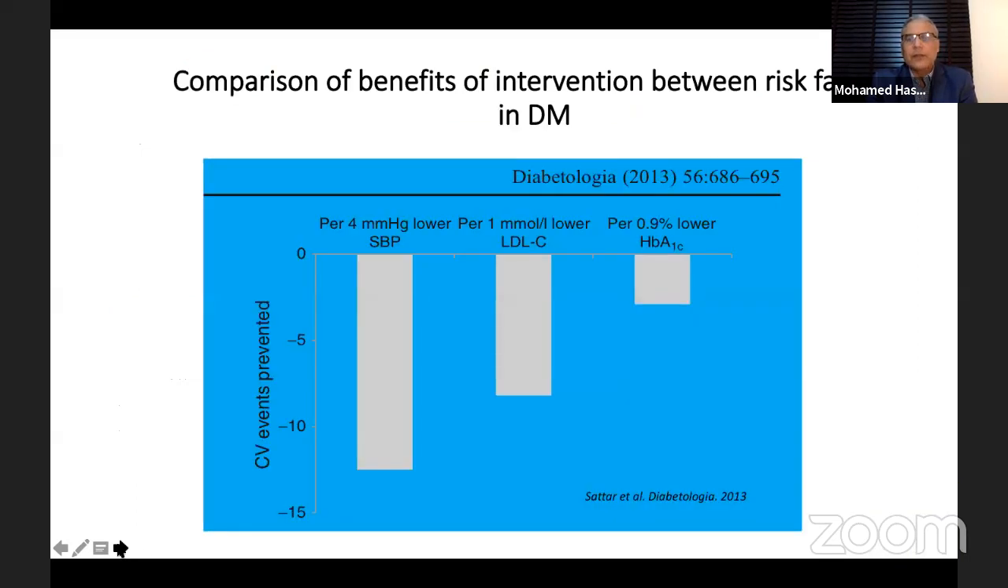So it's a problem that is very prevalent in our community, and in diabetes specifically, the health benefit from reducing systolic blood pressure is far more than reduction of glycemic control.